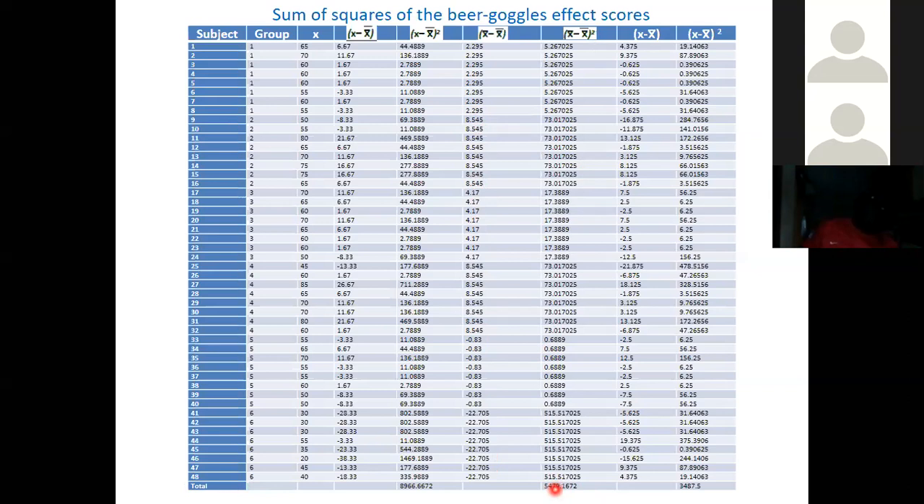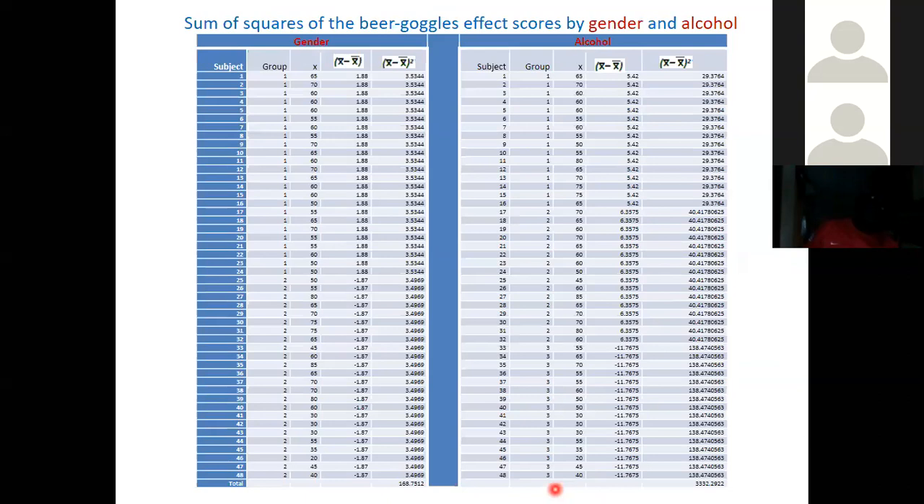And that is the only one we went to. If you look at the notation, if you go to the next one we did, it's only for the gender, it's only the between we did. Grand mean minus the group mean. That's all we did for both gender and alcohol.